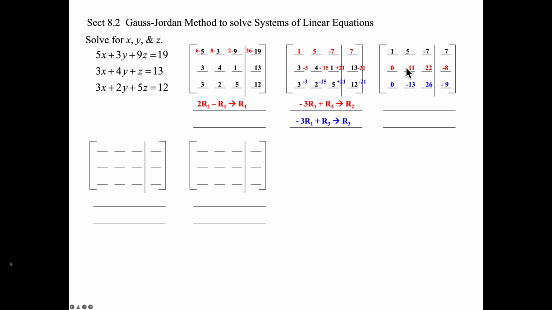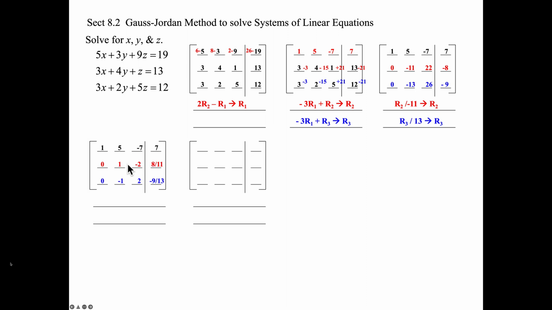So looking at row 2, I need to make this into a 1. So I'm going to divide everything here by negative 11 to make it a 1. While I'm here, since that's going to become a positive 1, and I notice 13 and 26, 26 is divisible by 13. Let's take row 3 and divide it by a positive 13. Now here's my thought process. This will become a positive 1. This will be a negative 1. I can add those right away, and they're opposites.